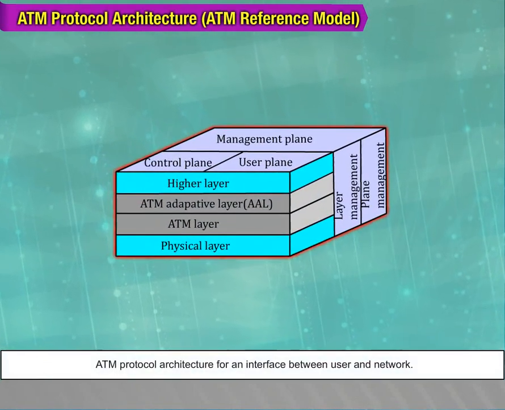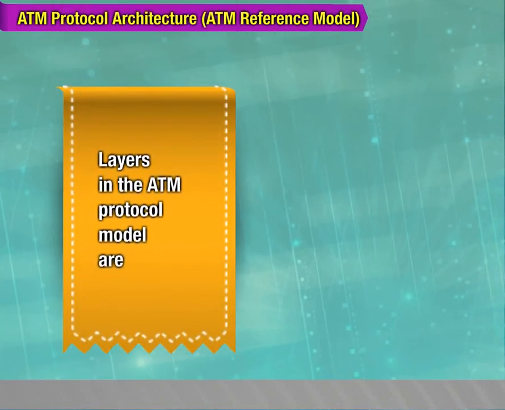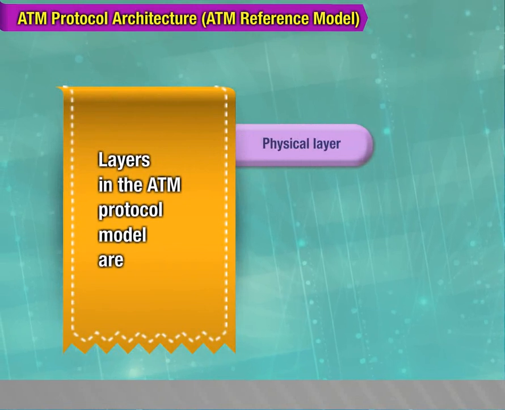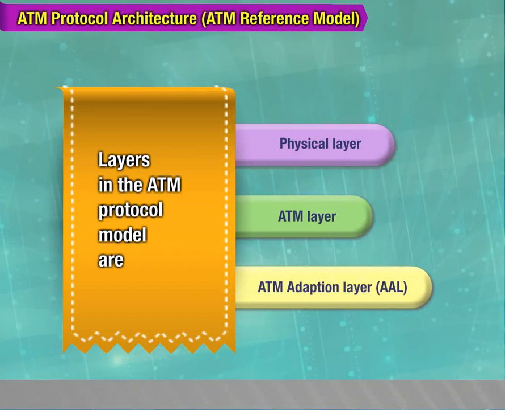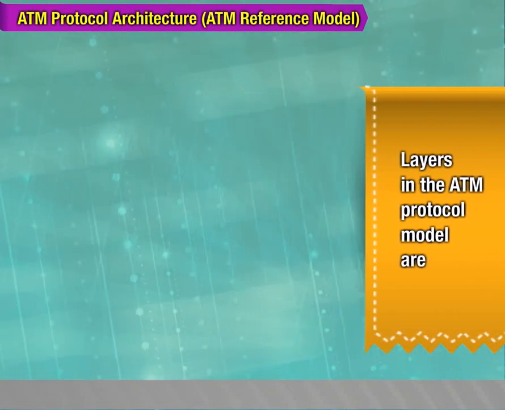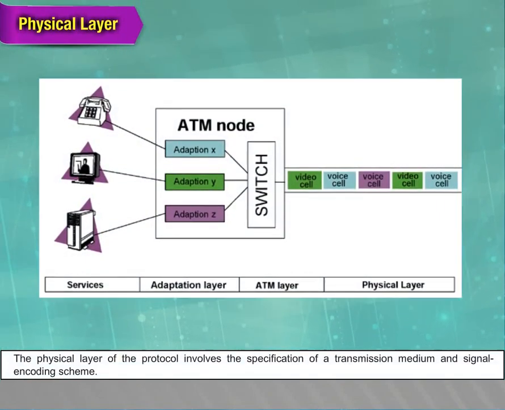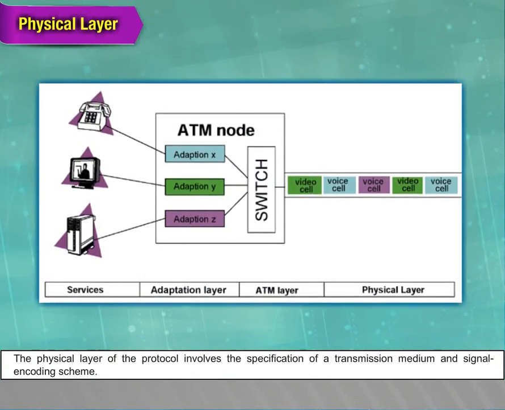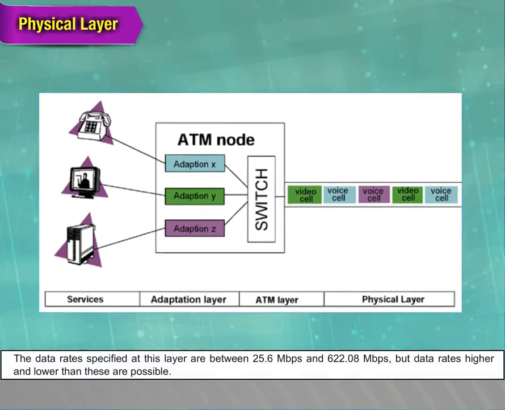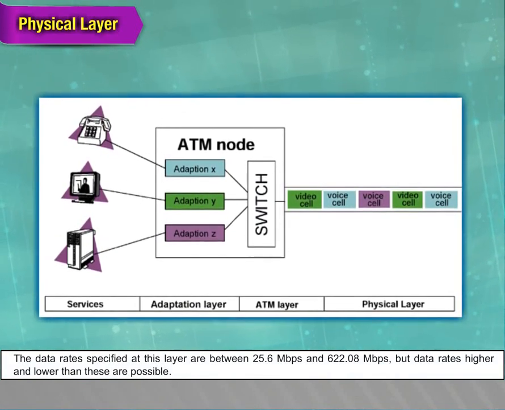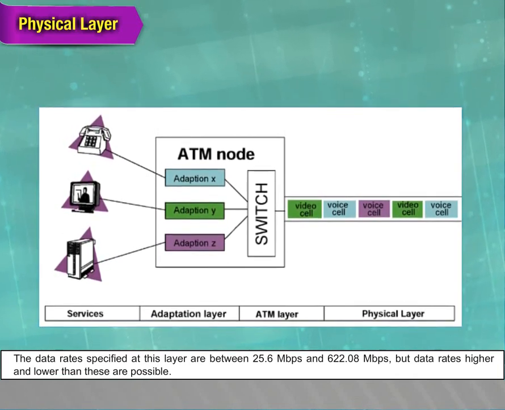ATM protocol architecture for an interface between user and network. Layers in the ATM protocol model are physical layer, ATM layer, ATM adaptation layer, that is AAL. Physical layer. The physical layer of the protocol involves the specification of a transmission medium and encoding scheme. The data rates specified at this layer are between 25.6 Mbps and 622.08 Mbps, but data rates higher and lower than these are possible.